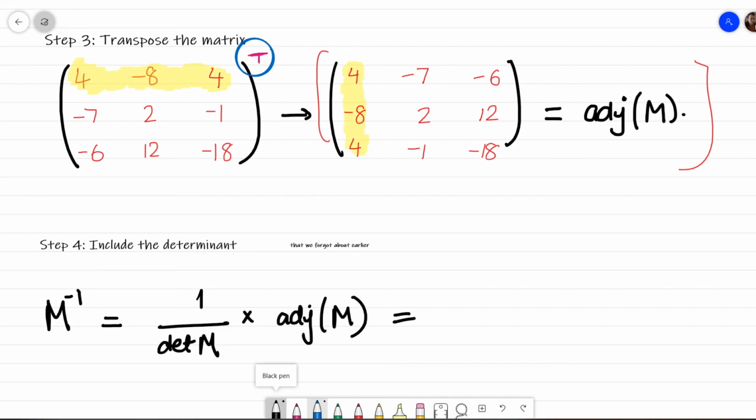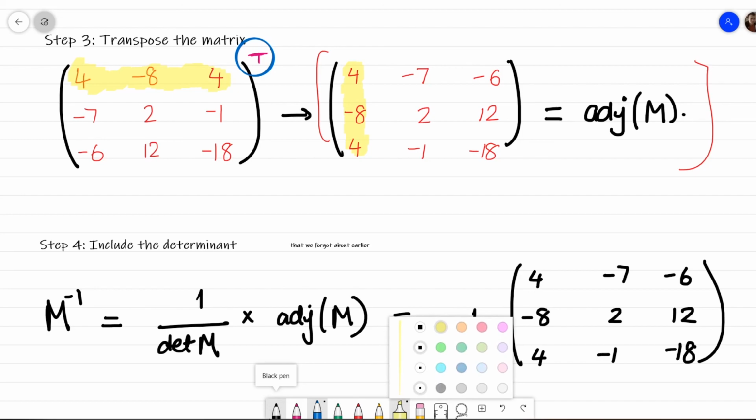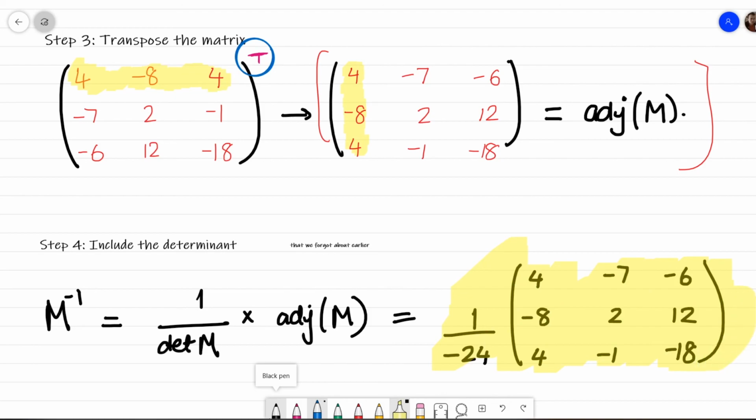And we did actually work out the determinant as well. It was minus 24. So let's stick it all in. Minus 1 over 24. Here's my matrix: 4, minus 7, minus 6, minus 8, 2, 12, 4, minus 1, minus 18. And there it is. Let's color it in. Don't worry about going in the lines. There we go, happy days.